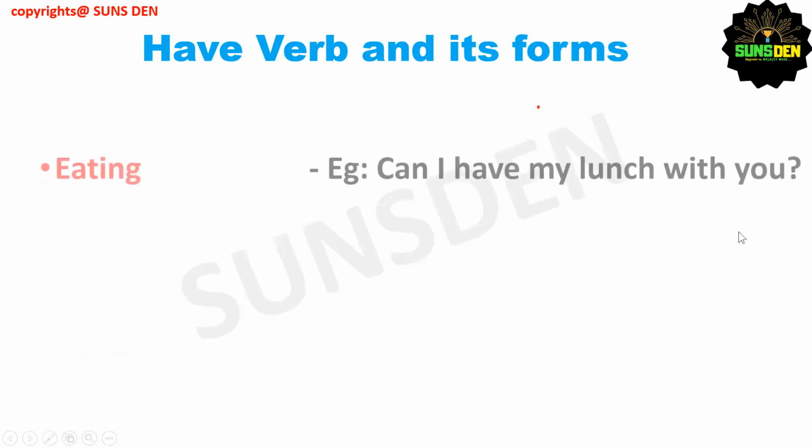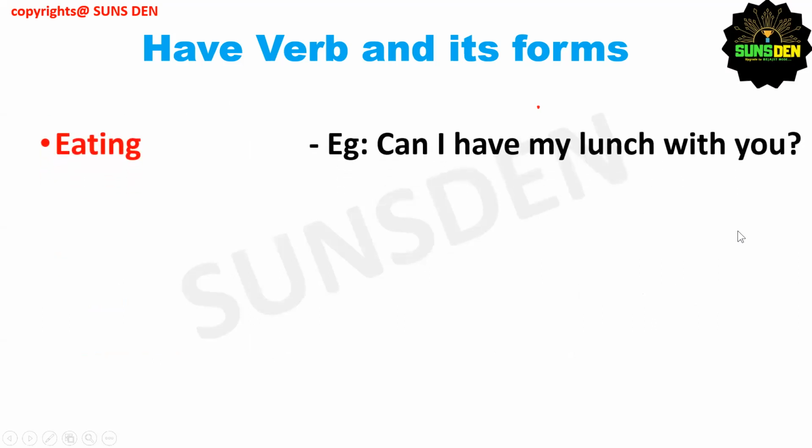Now moving on, we can also use have verbs for eating. Generally, we use have verbs for eating when we mention whatever we wanted to drink, whatever we wanted to eat. I have my lunch with you? Rather than saying, can I eat my lunch with you? It is always better to say, can I have my lunch with you?